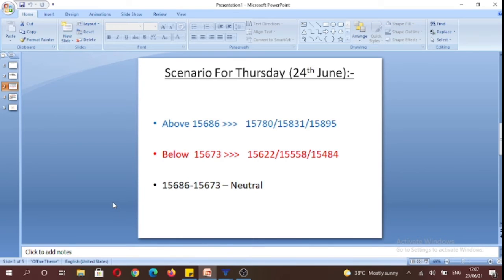Based on the price structure, we get the following scenarios. Above 15,686 levels, we can trade towards 15,780 levels, 15,831 levels, and potentially 15,895 levels. And below 15,673 levels, we can potentially trade towards 15,622 levels, followed by 15,558 and potentially 15,484 levels. And these levels seem to mirror the options open interest data, which suggests that resistance for the index currently is around 15,800 levels to the upside, and support currently lies around 15,500.